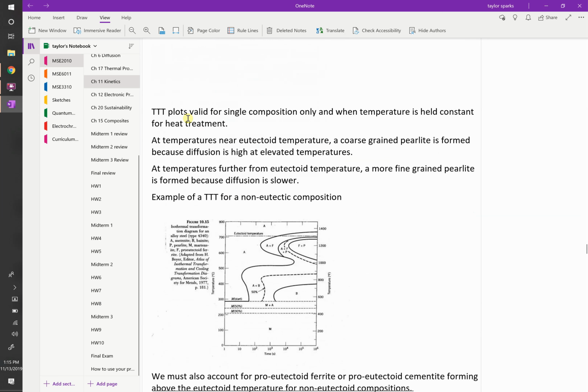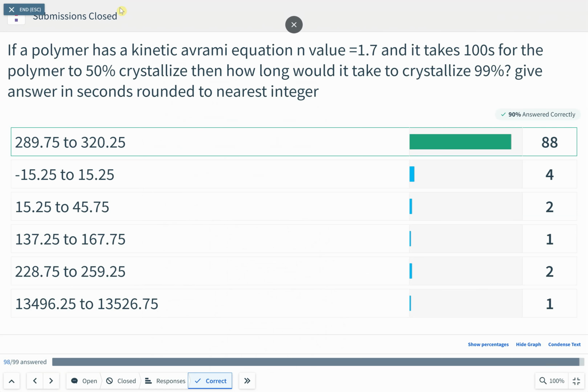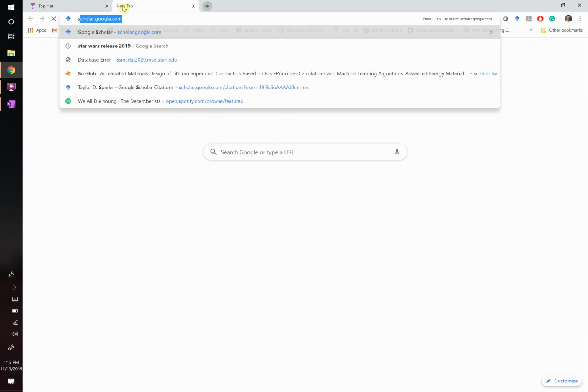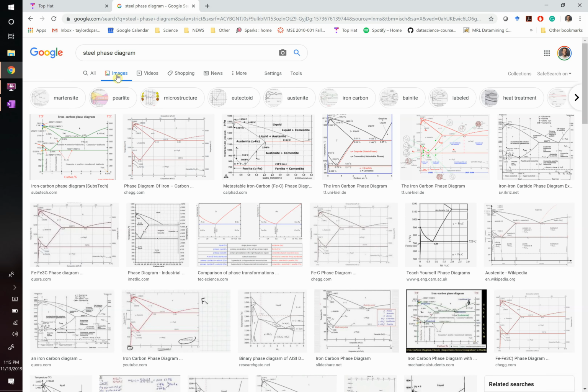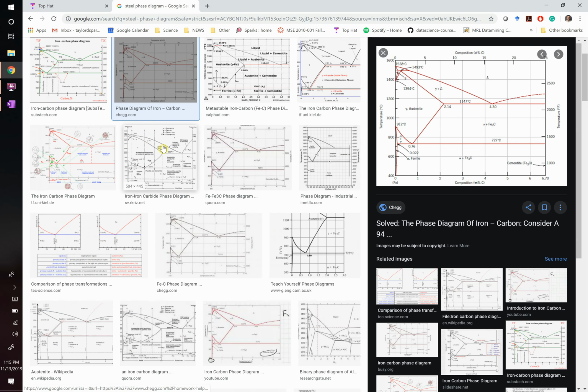So TTT plots are valid for a single composition only. If you're talking about a different type of steel, right? If we go to our steel phase diagrams here for a minute. The TTT diagram that I just showed you would correspond to a very specific composition of steel. For example, that I think was right at the eutectic point. In fact, yeah, I know it was. It was right at the eutectic composition. But if you're to the left or to the right of that point, you need a different TTT diagram.